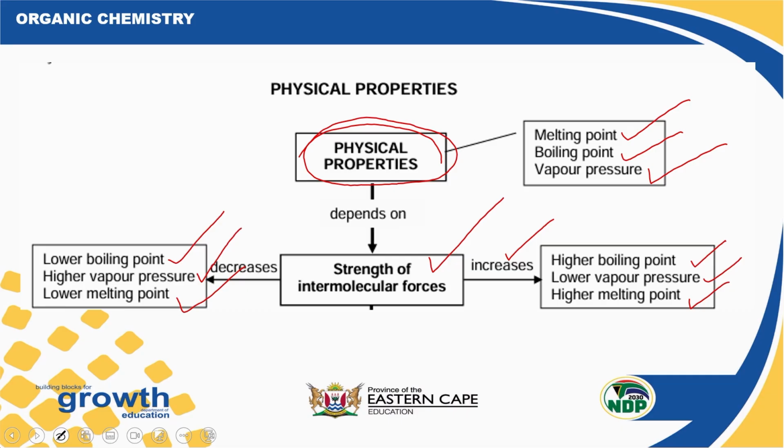Now, you need to have this understanding that for molecules that have got stronger intermolecular forces, their boiling point and melting point will be high, but the vapor pressure would be low.